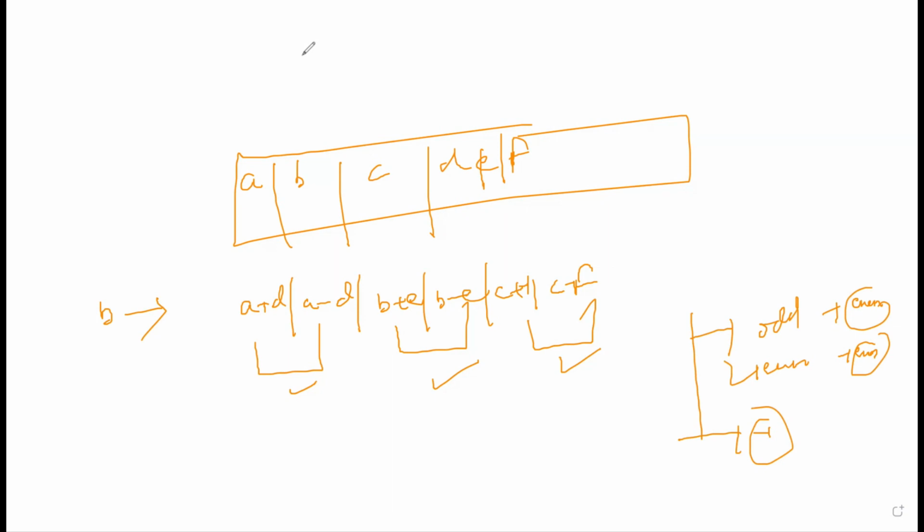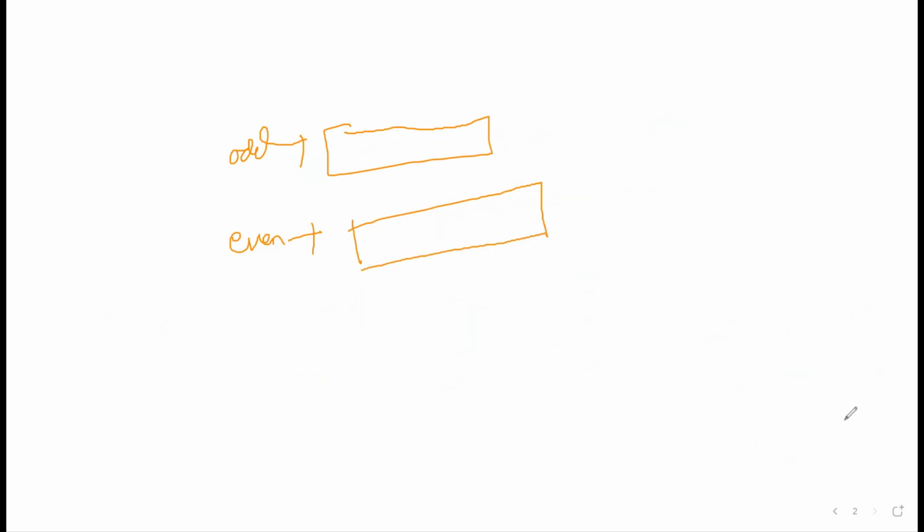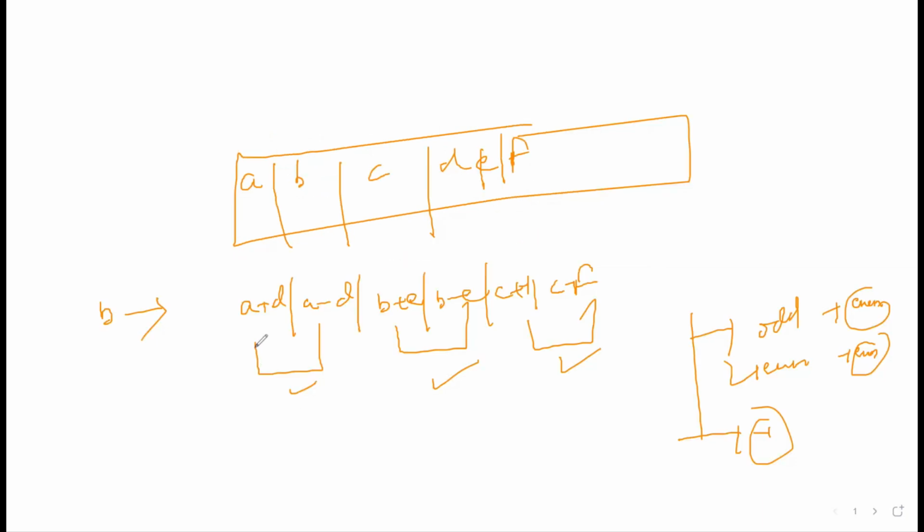This makes sense, right? Everyone? Yes. Now let's say we have an odd array, which contains all the odd elements of array B, and we have an even array which contains all the even elements of array B, right?